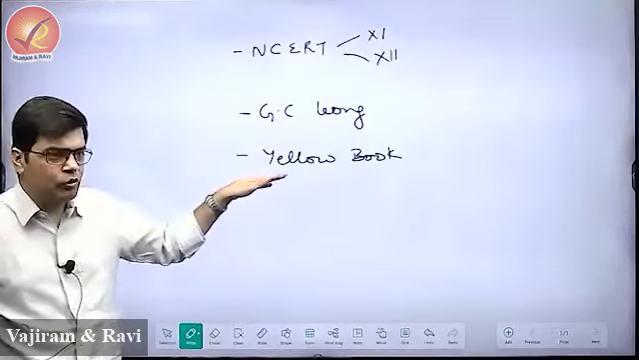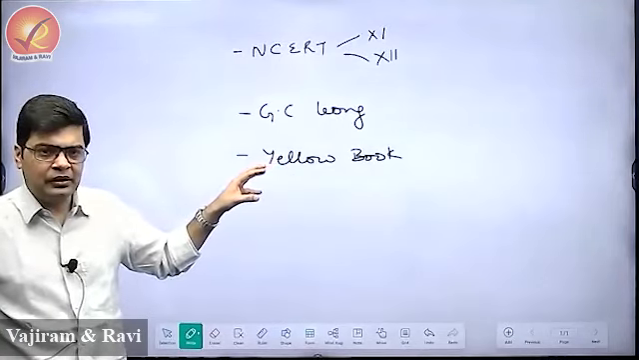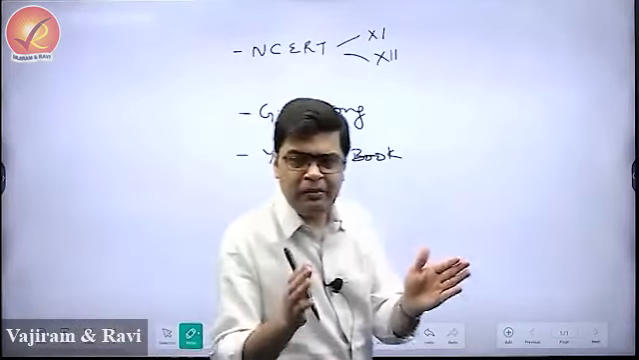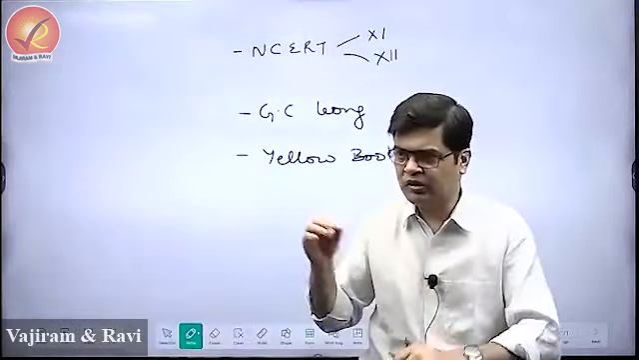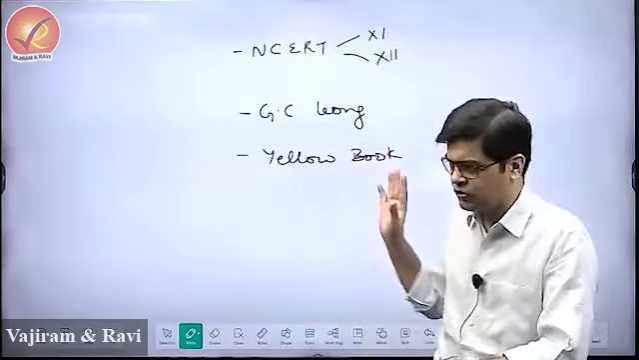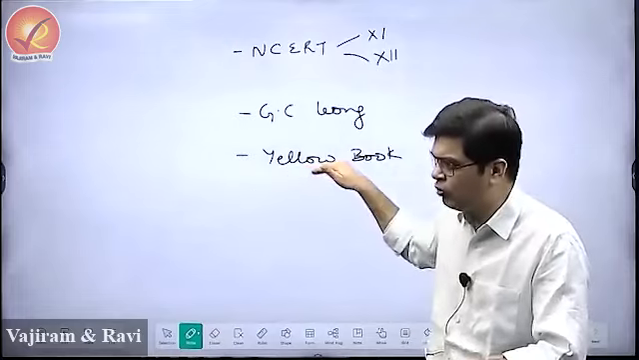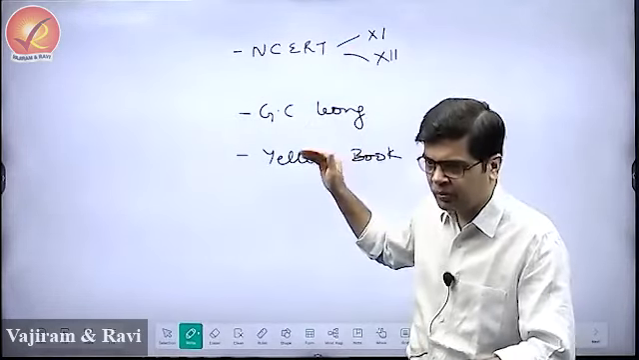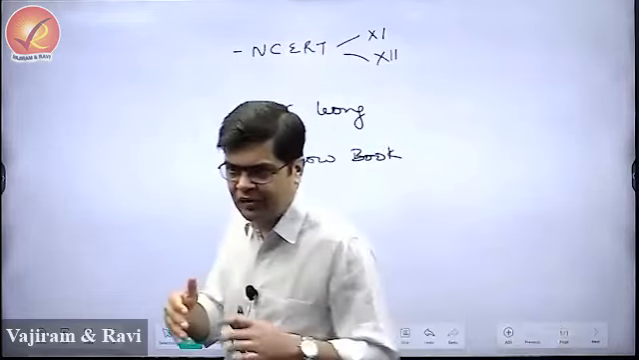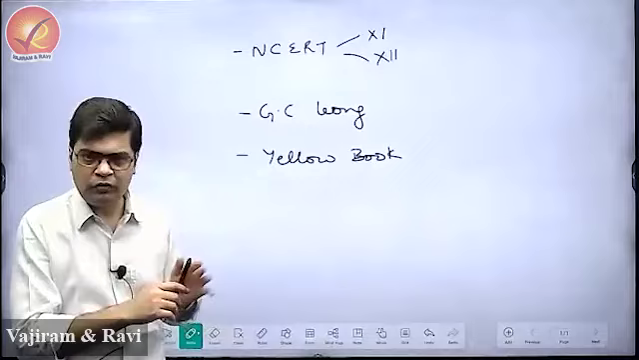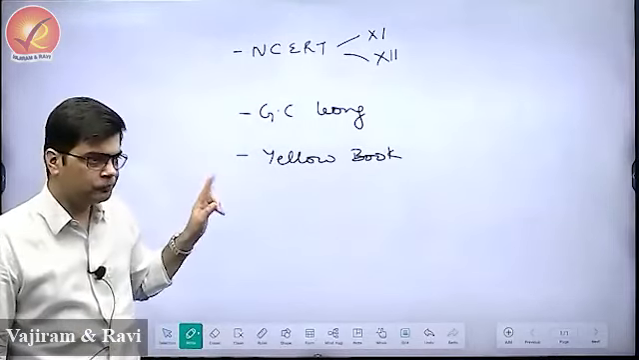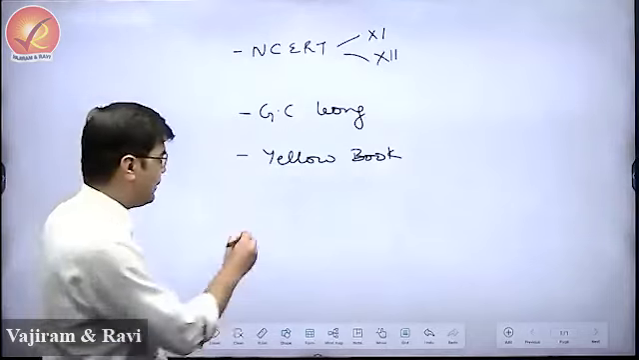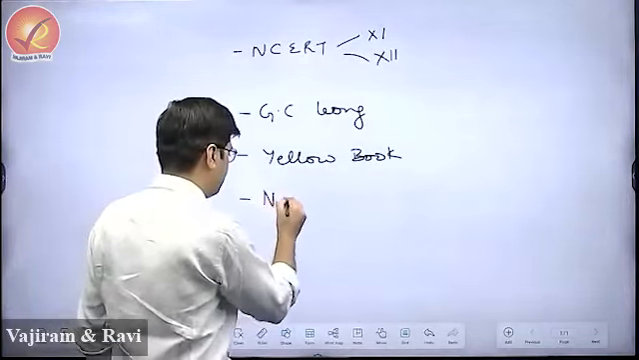So basically, yellow book is a book which can be called a compilation. Okay, you can call it a compilation of different sources. Okay, you can refer to yellow book for those topics that you don't find in GC Leong or in NCERT, because it is updated every year. So you will have some of the current topics as well, which you won't find in the other two books.